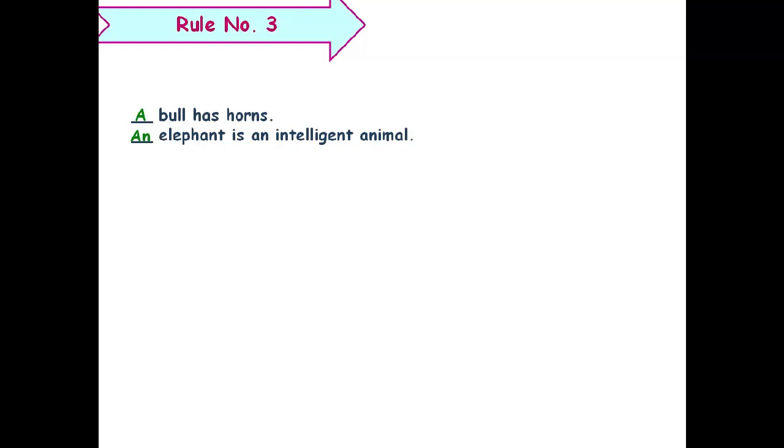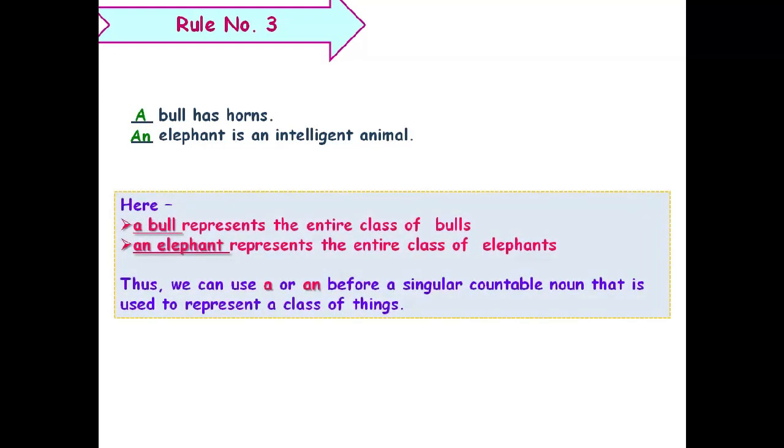Now, why do we use a and an over here? Let's study that. Here, a bull represents the entire class of bulls. When I say a bull, I don't mean to say that only one bull has horns. I mean to say all bulls have horns, right? Is it so that only one bull has horns and the others don't? No, all the bulls have horns. So when I say a bull has horns, I am representing the whole class of bulls.